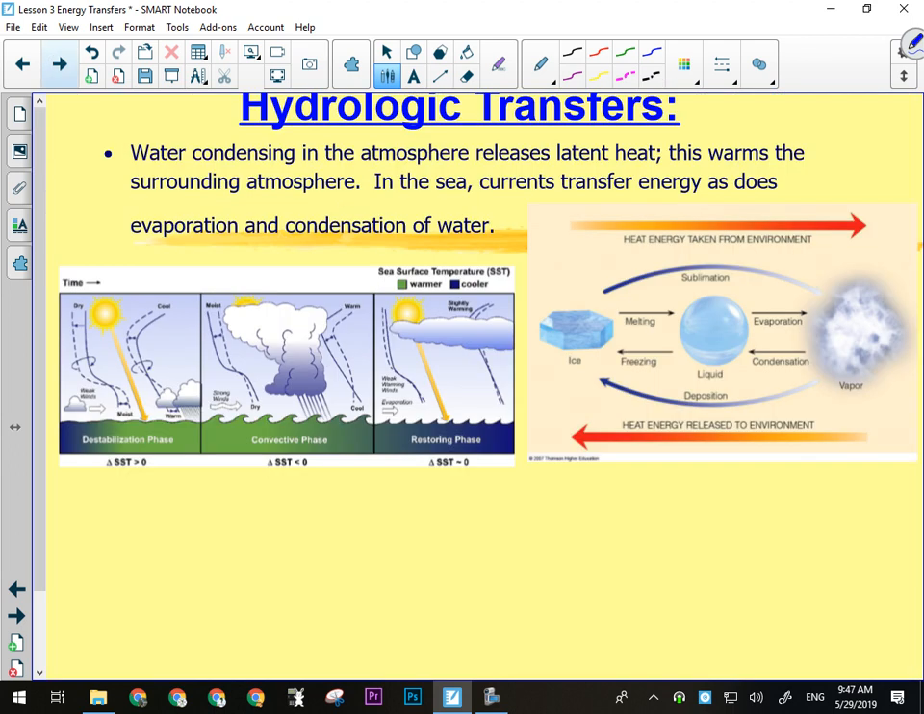When we're talking about the transfers within the hydrosphere, so hydrologic transfers, water evaporating and condensing causes the transfer of latent heat. Everything we've talked about up until now is about sensible heat, that's heat we can feel. Latent heat is not heat you feel. Latent heat is the heat involved in changing the state of something. So melting ice, evaporating water, condensing steam back into water, or freezing water into ice.